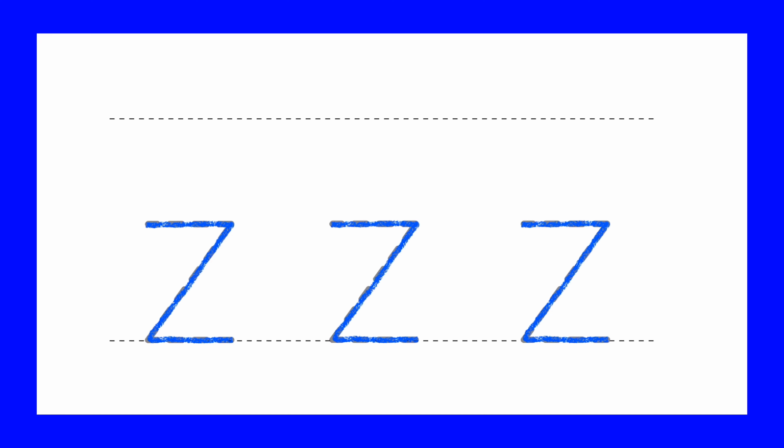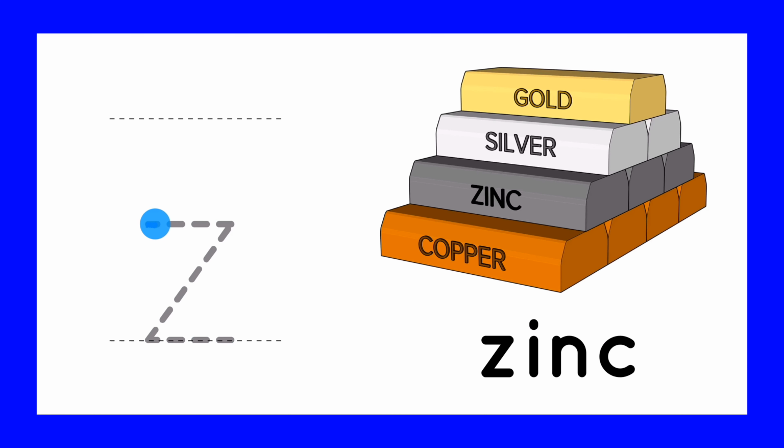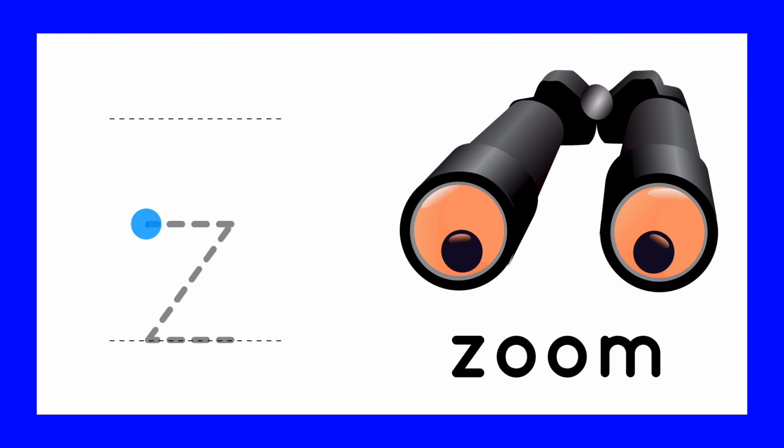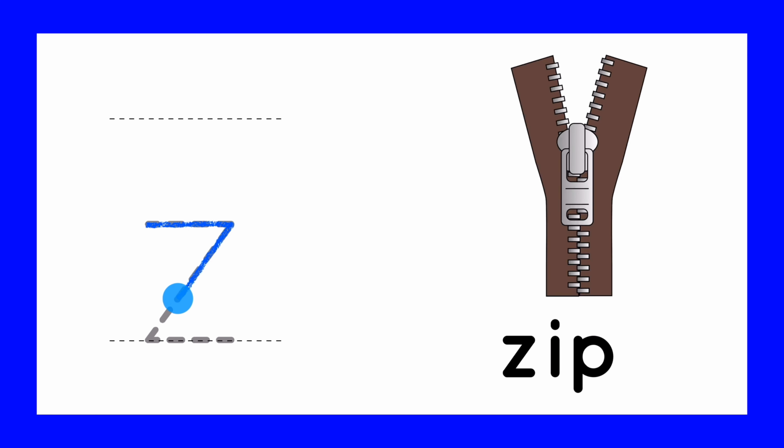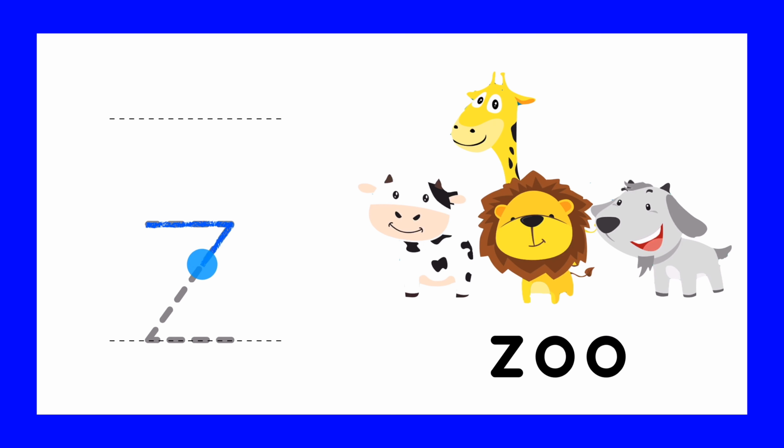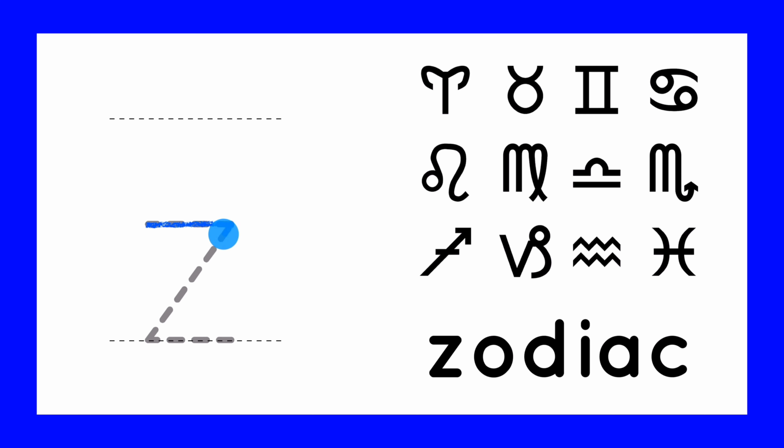Now let's look at some words that begin with the letter Z. Z for zinc. Z for zoom. Z for zip. Z for zoo. And Z for zodiac.